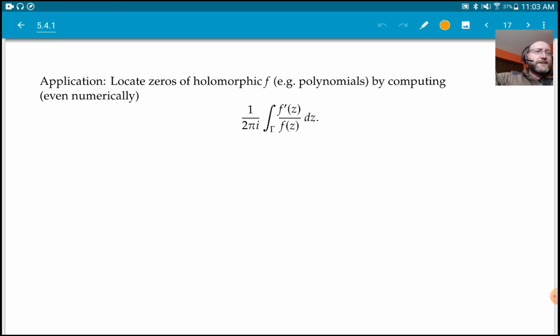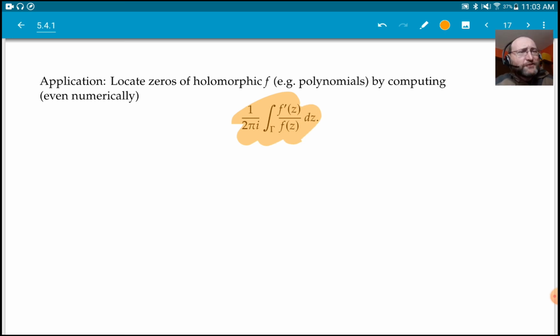Or the most famous problem in number theory, the Riemann hypothesis, is really about locating zeros of a certain function. Well, let's not get into that. But you can basically find where the zeros are by computing or approximating this integral.